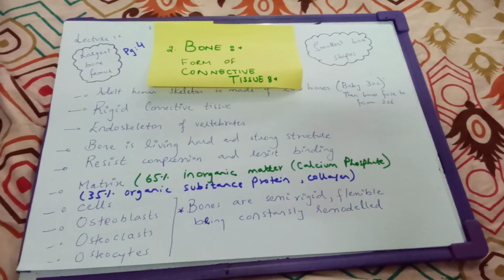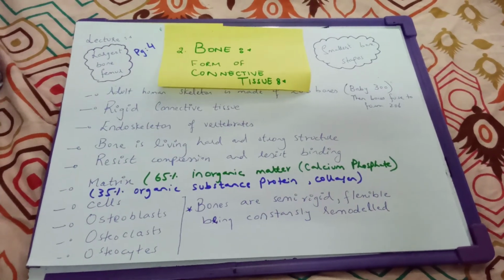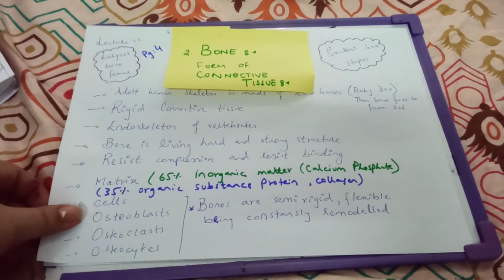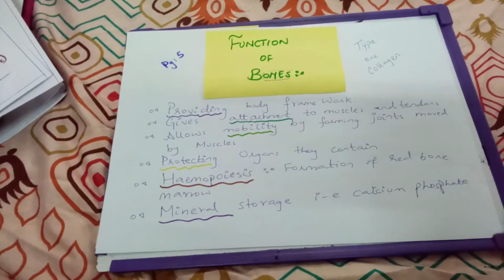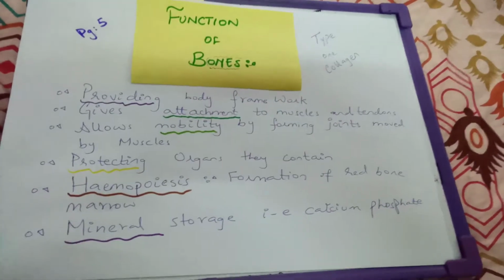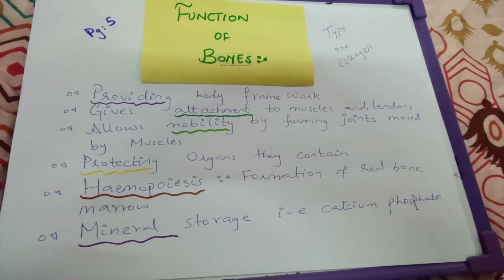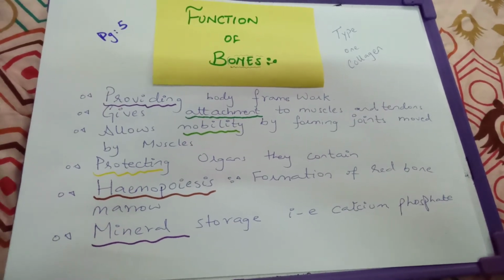Bone is semi-rigid structure. It is constantly remodeling. Okay, constantly remodeling means आप रोज़ाना कैल्शियम क्यों लेते हैं डाइट में? क्योंकि रोज़ाना जो है वो रीबिल्डिंग होती है बोन्स की. सेल्स जो हैं वो ब्रेक होते हैं, ओल्डर सेल्स और न्यू सेल्स फॉर्म होते हैं.